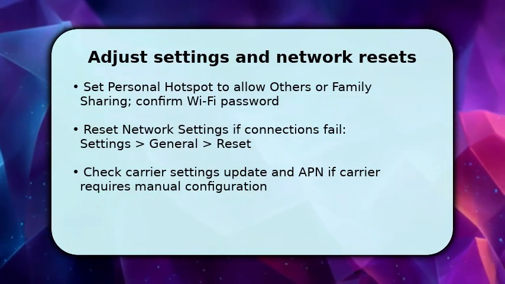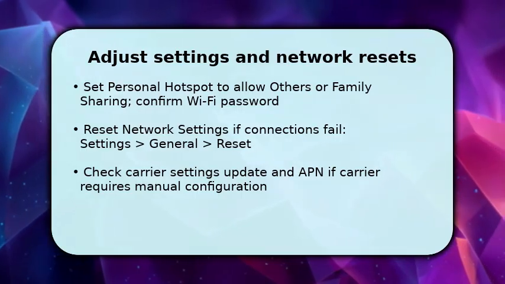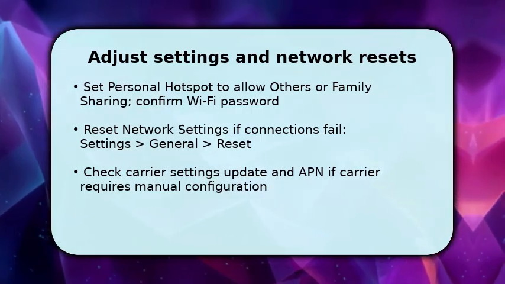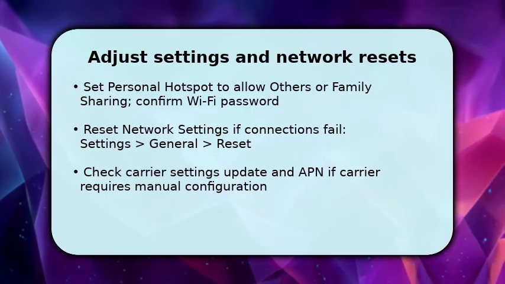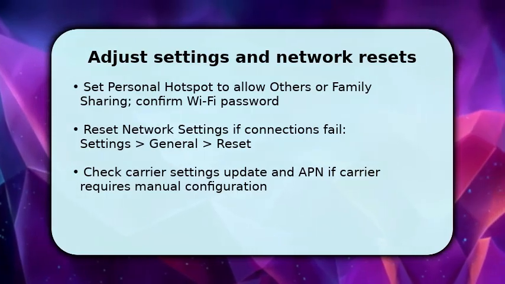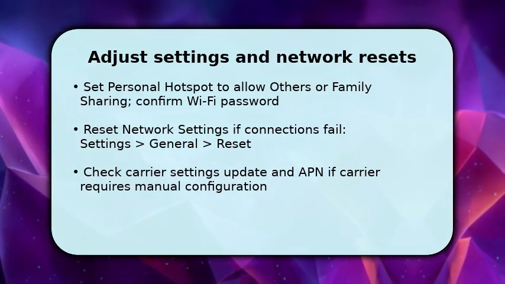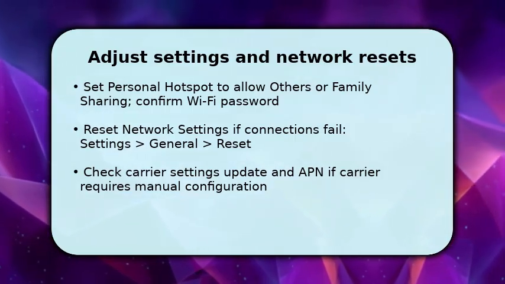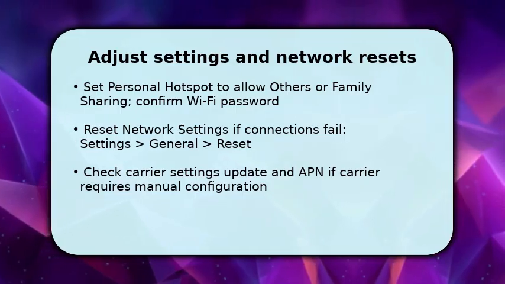Open personal hotspot and set it to allow connections or enable family sharing if you use it. If Bluetooth or Wi-Fi pairing fails, pair devices again and confirm the hotspot SSID and password match. When intermittent issues persist, perform reset network settings to flush corrupted profiles. Note this removes saved Wi-Fi passwords.